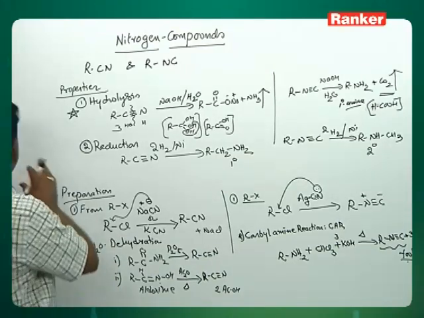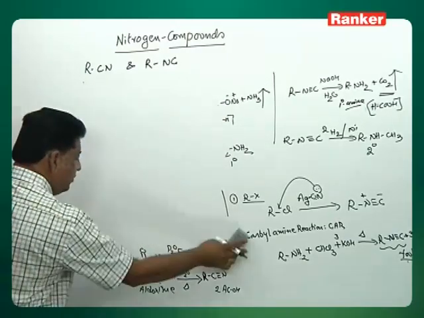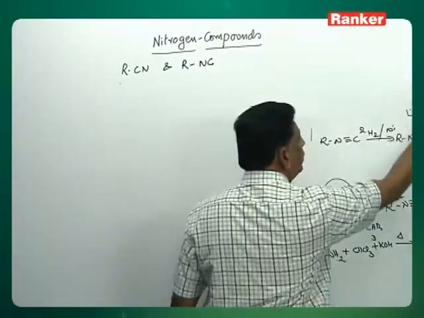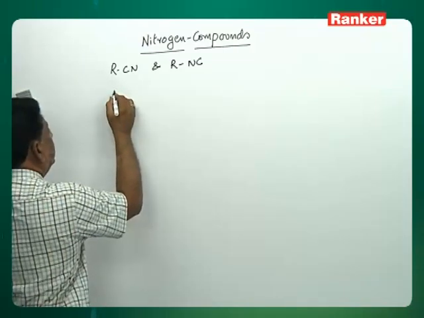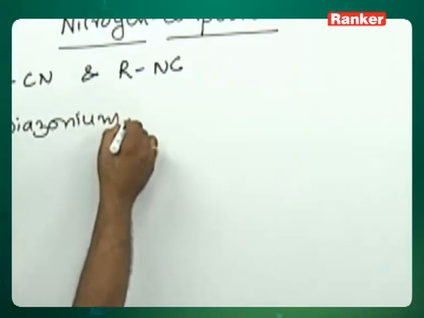The next topic will be the diazonium salts. That is also a small unit, comes under the same topic called nitrogen compounds. Next topic is diazonium salts.